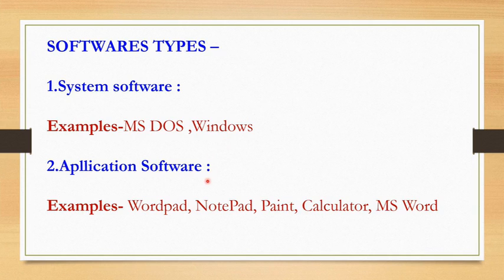Next one is application software. What does it mean by application software? Application software is a user-friendly package which is designed to perform specific tasks. You need not know programming to use this software. It can be used on any computer. One application software pertains to one specific application. Examples: WordPad, Notepad, Paint, Calculator, MS Word. These are all application software.